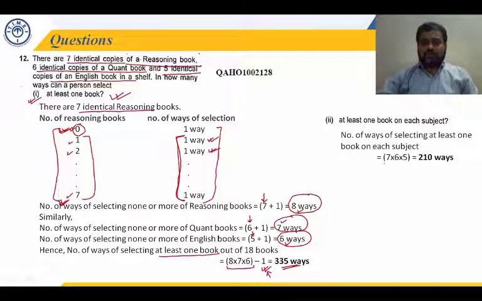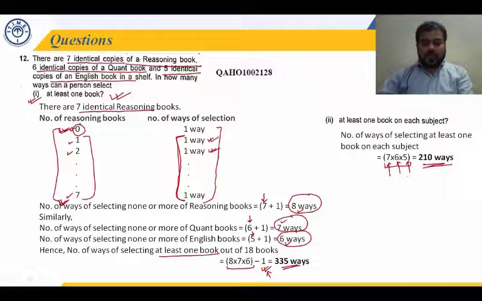So, that is 7 into 6 into 5. 7 is for selecting at least one reasoning book, 6 is for selecting at least one quant book, and 5 is for selecting at least one English book. So, it's a case of and. We have to do all the 3 operations. So, the multiplication rule will be applied, 7 into 6 into 5, which gives you 210 ways. Fine. I hope this point is clear.